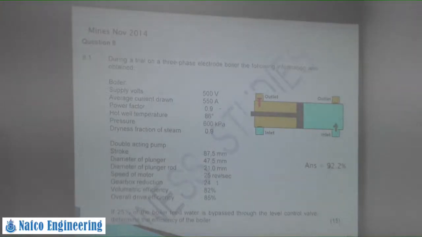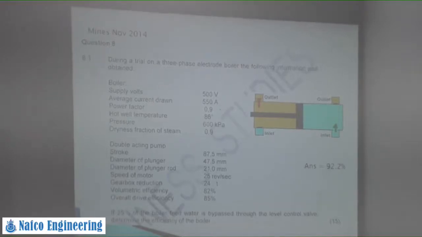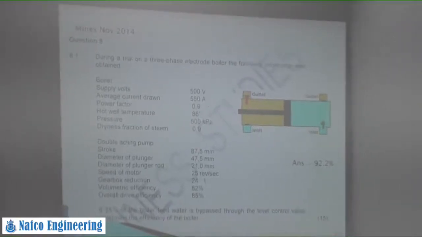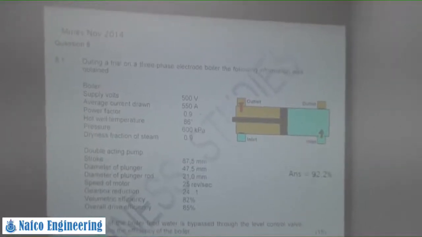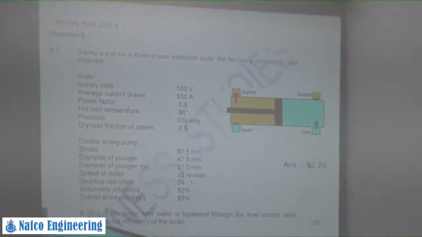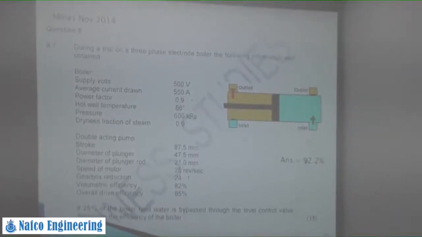Now, this is during a trial of a three-phase. This is Mines 2014. Okay, a trial of a three-phase electrode boiler. The following information was given. Boiler supply voltage is 500 volts. Average current drawn is 550 amps. Power factor is 0.9. Hot well temperature is 86. And then the pressure is 600 kPa. Drainage fraction is 6 of the fraction of the steam is 0.9.